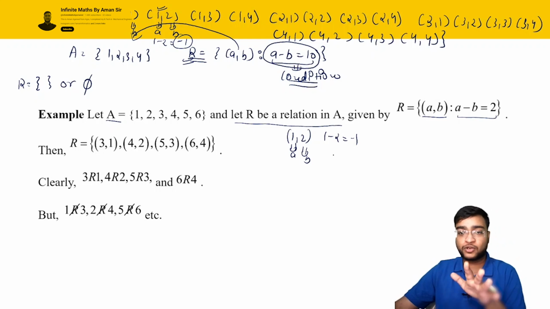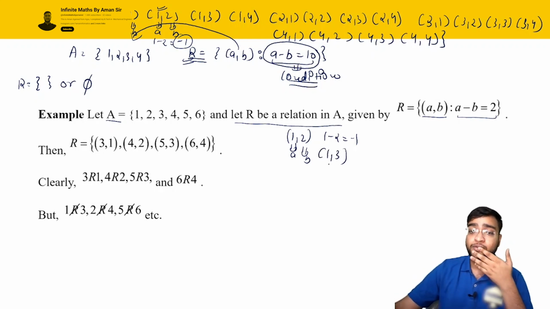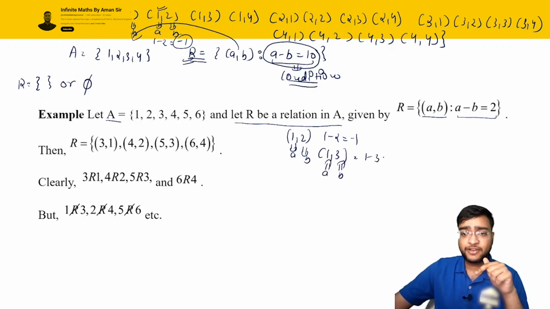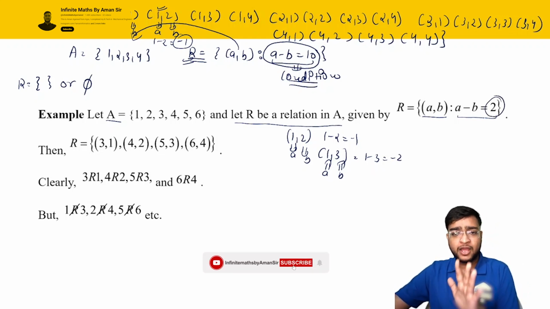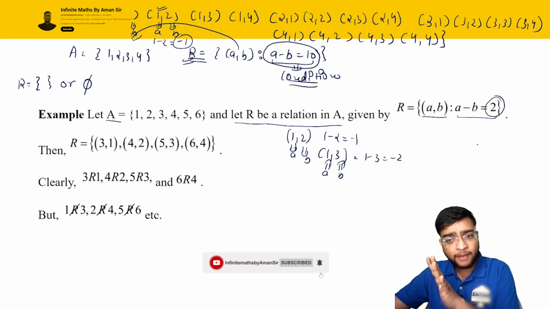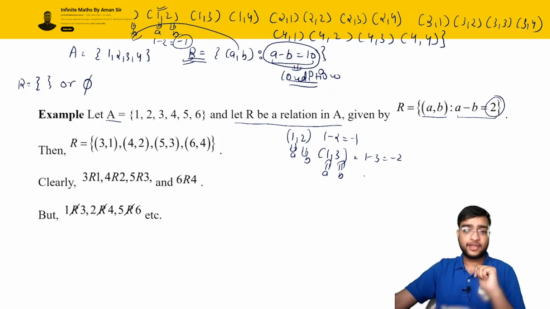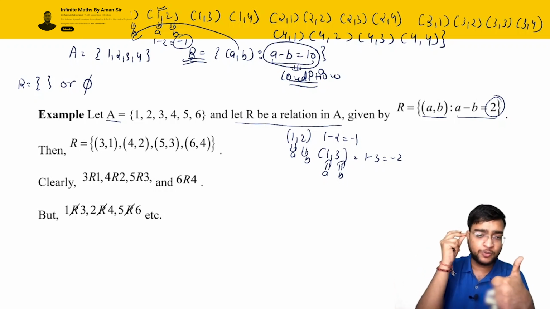Okay, so that is not the difference here. If I take 1 comma 3, I can say this is A and this is B, and the difference here is 1 minus 3, which is ultimately minus 2. I want 2 here, not minus 2. So you can say, sir, this pair is also not satisfied. So for 1, there is no other pair that is satisfied here.